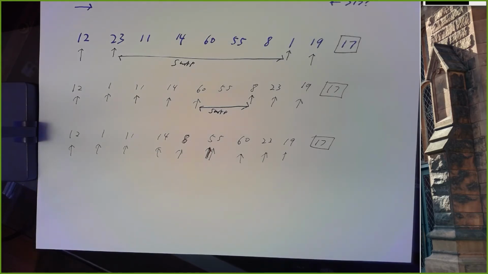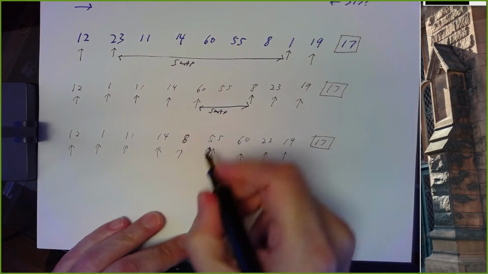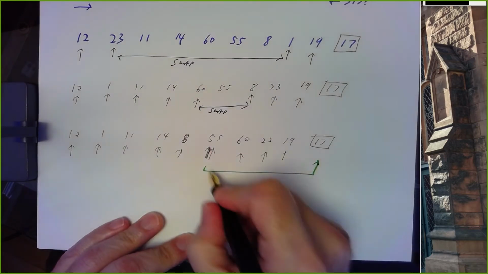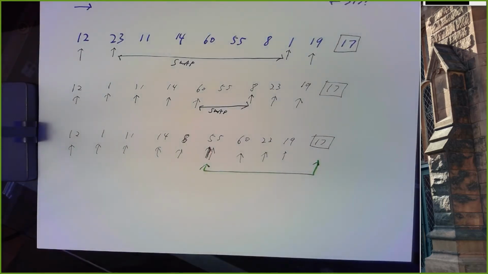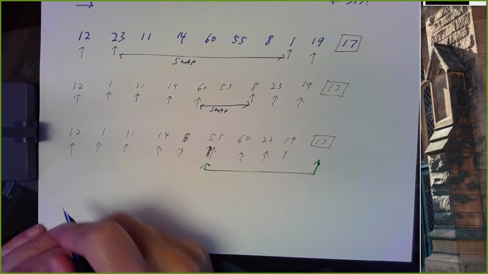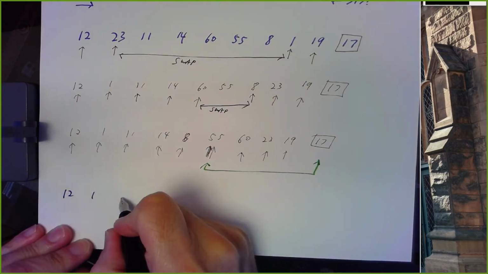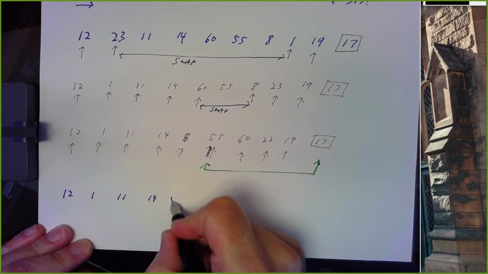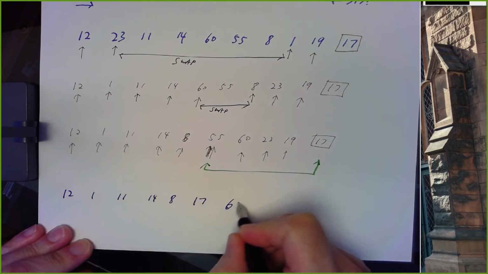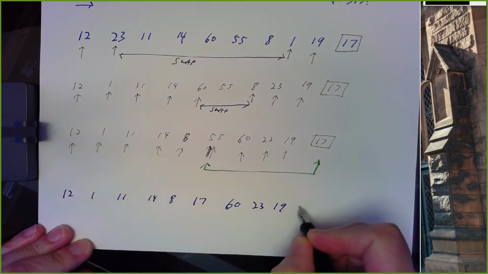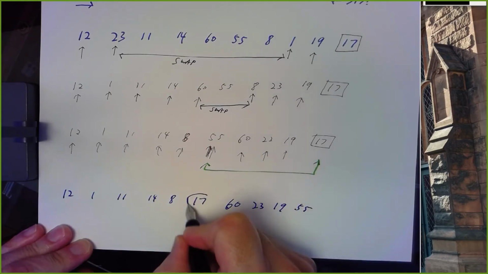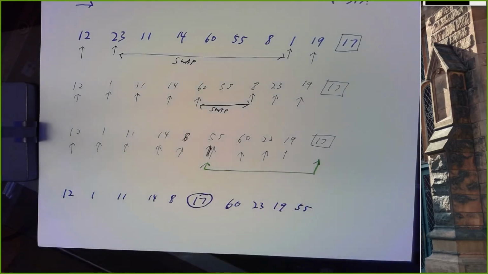And where those pointers collide, that's where the 17 should go. So now we're going to swap the pivot with that point where our numbers met. So the 17 goes here. There's 60, 23, 19, 55. And I'm going to circle this number that we just pivoted in.